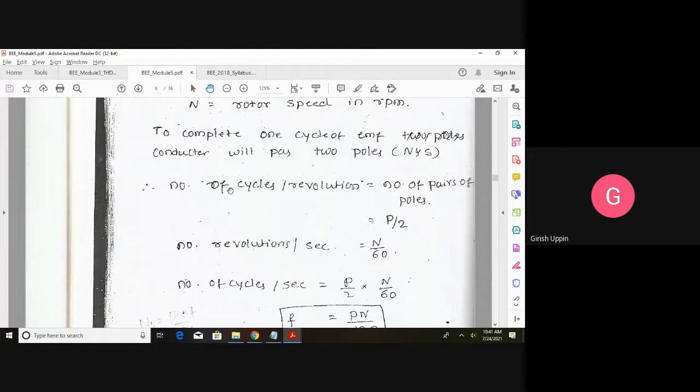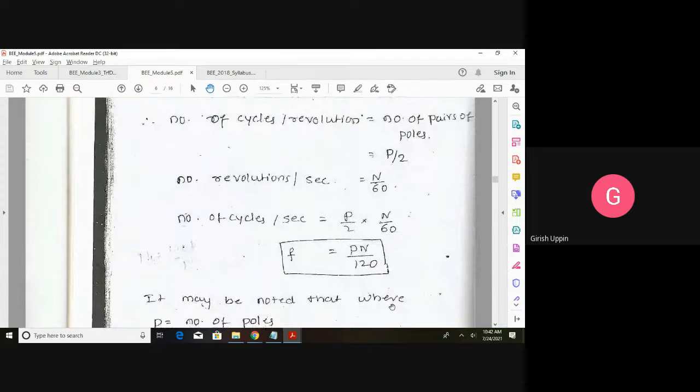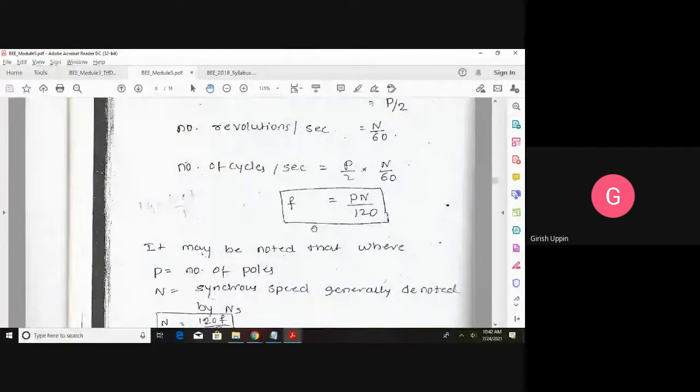If I multiply these two, the revolutions cancel and I get the number of cycles per second. Therefore P by 2 into N by 60. So that is how I get the frequency formula: F is equal to PN divided by 120. Now we know the generated frequency is given by F equal to PN divided by 120, where P is the number of poles and N is the speed of the rotor.